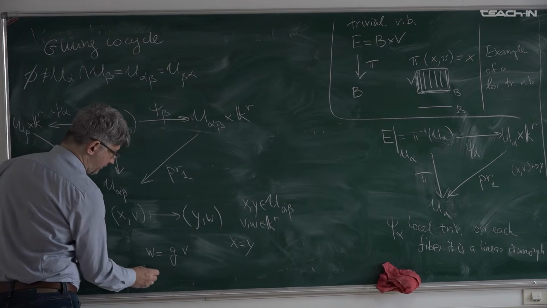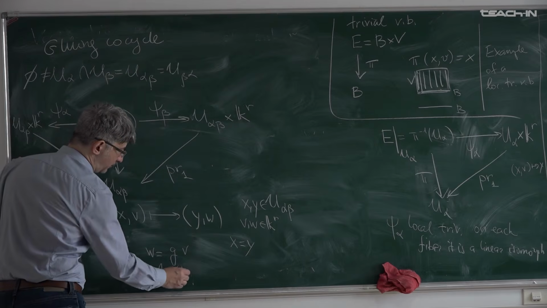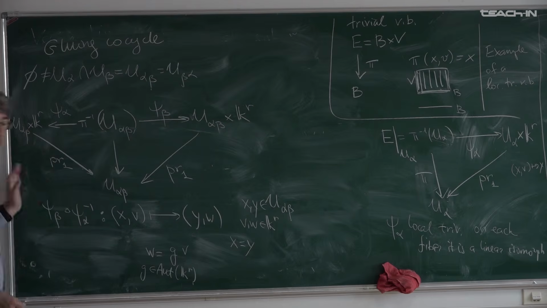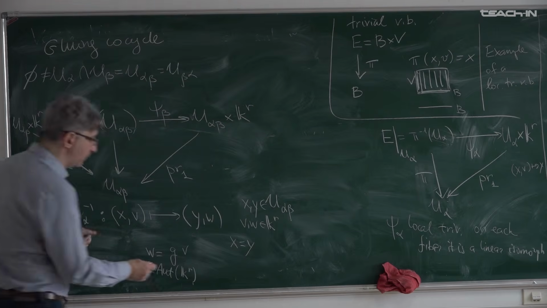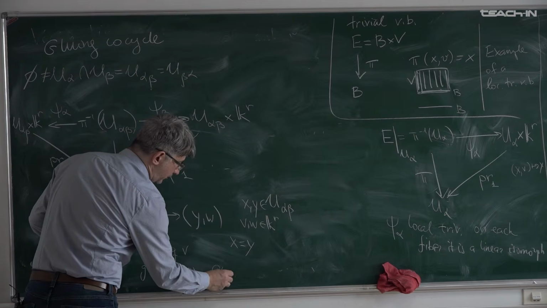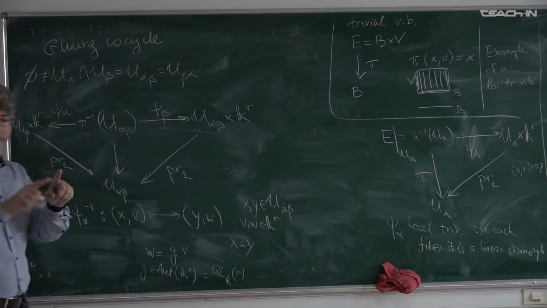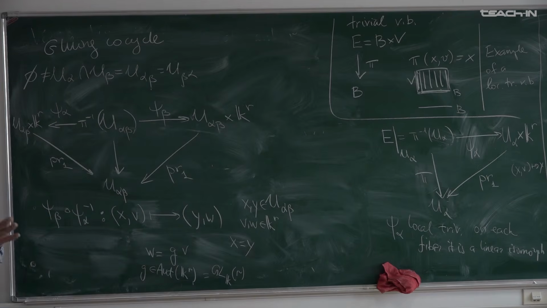G is an automorphism of k to the power of r. Or if you prefer, it is the general linear group over field K. It consists of r by r matrices. Invertible r by r matrices. Very good. That's correct.